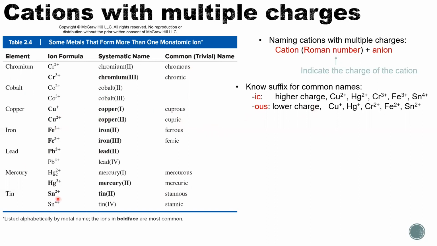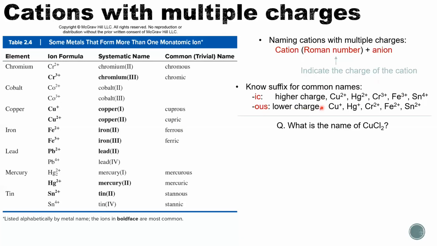If I summarize some of the elements here, the higher charge can mean copper 2+, mercury 2+, and then chromium 3+, iron 3+, and tin 4+. So it's 2, 3, and 4. If it's OUS, it means the lower charge. It can be copper 1+, mercury 1+, and then 2+, and 2+. So if you only see IC, you cannot identify whether it's a +2, +3, or +4 charge. You have to combine the suffix with the name to identify which charge the cation carries. But if you have a good memorization, it should not be a problem.